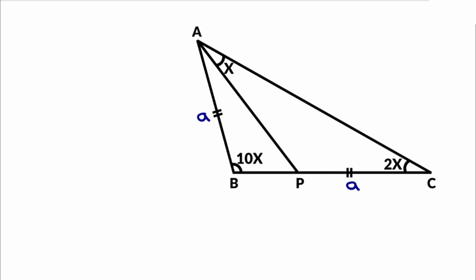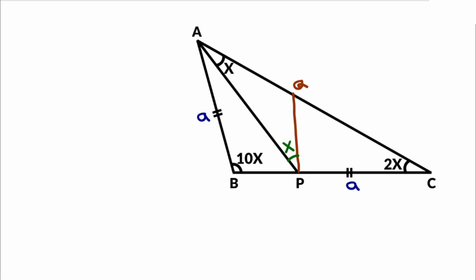Here's the clever construction. From point P, draw a new segment to a point Q so that angle APQ is exactly x. This one extra line unlocks the entire puzzle. Now look at triangle APQ. Angle APQ is x, and angle PAQ is also x. Since two angles are equal, this triangle is isosceles. Therefore, AQ equals PQ.